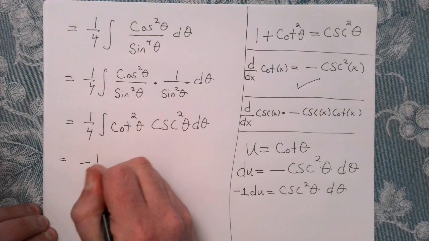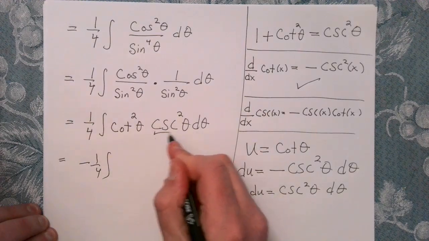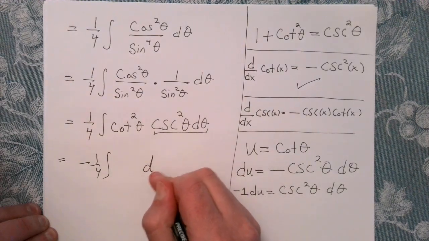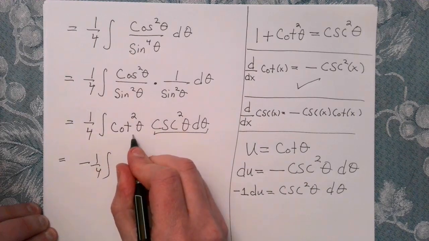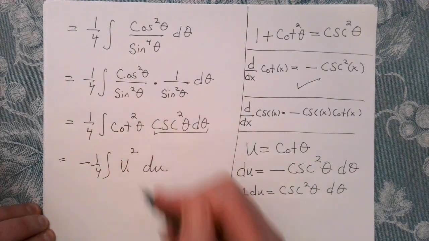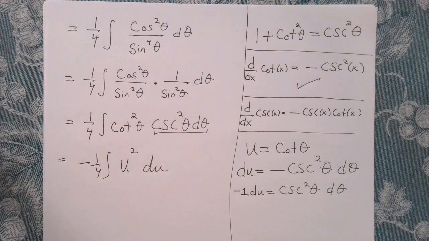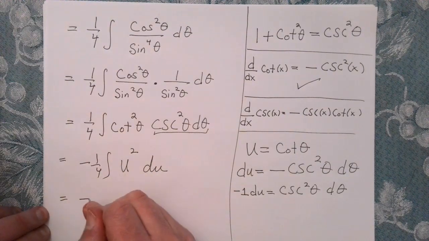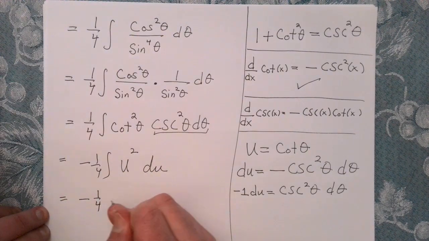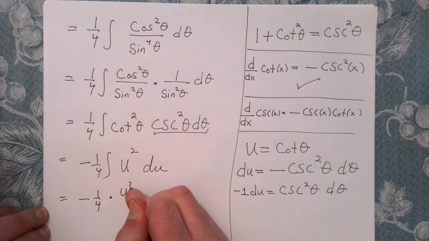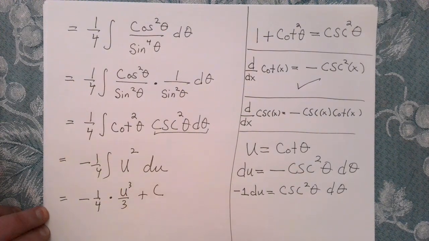Okay, so I've got negative du for this, right? So that's negative du, and this is exactly u squared. So it looks like the worst is over. This is just the power rule. So I've got minus 1/4. That's going to be u cubed over 3 plus c.